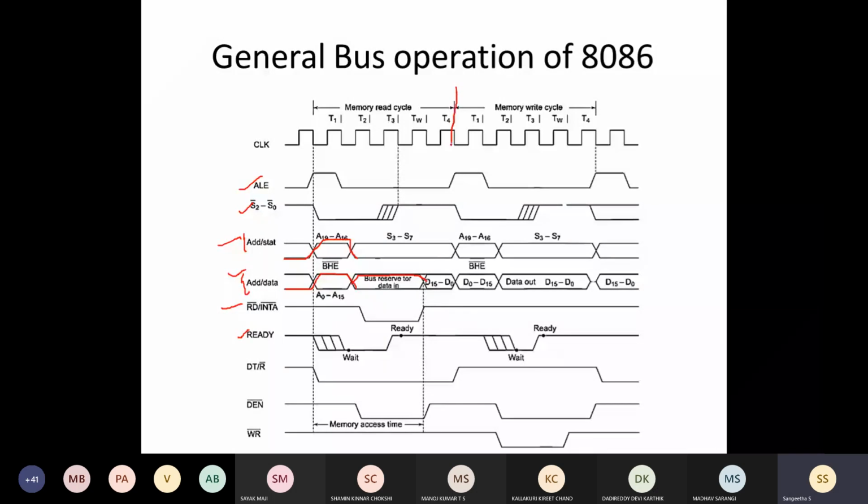I'm telling up to this. This is up to your read cycle. Okay. When you are writing, I will not read, right? When I'm going to write, in that case, it will not be low. Only when I'm reading your data, it will be kept low.